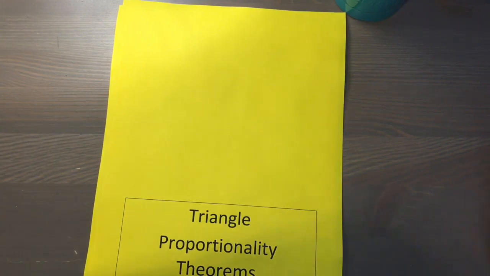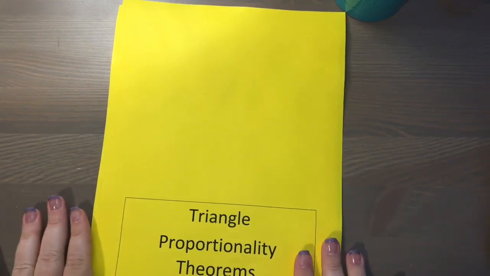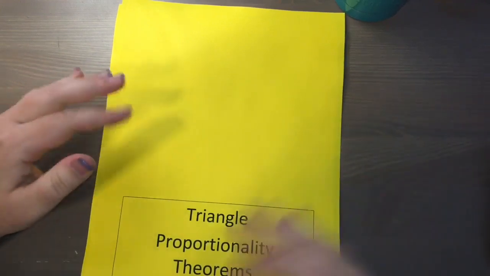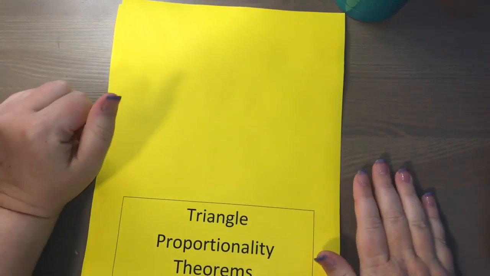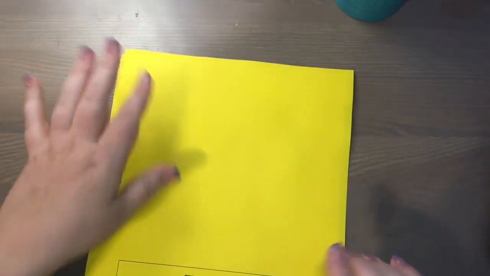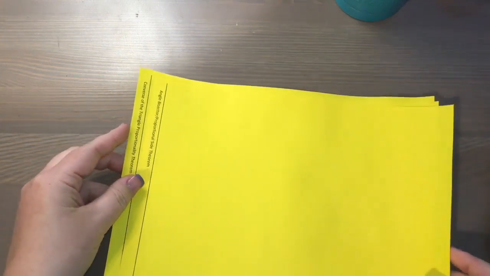Okay, now we're going to talk about the triangle proportionality theorems, and later on in the notes after this we'll go a little bit more in depth, and there'll be a couple of practice problems for you to go over, but right now we need to put this together. This is a little confusing on how we want to put this together, so let me show you.